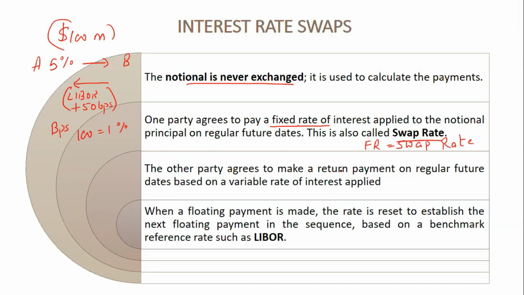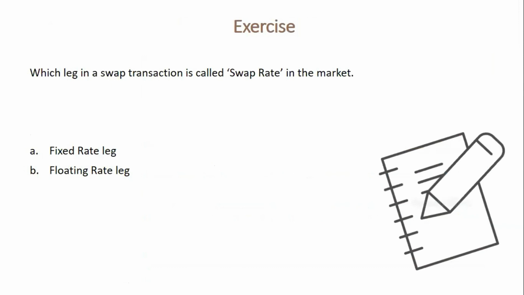The other party agrees to make a return payment on regular future dates based on variable interest rate. So this will be reset periodically. This is going to remain fixed for the entire tenure of the contract. When a floating payment is made, the rate is reset to establish the next floating payment in the sequence based on the benchmark being selected by these parties.